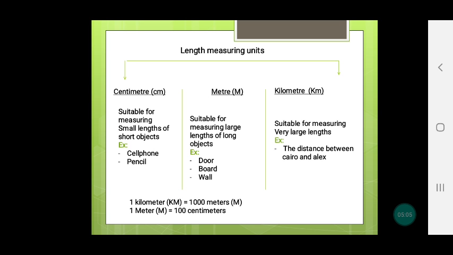Here we have to know that 1 kilometer equals 1,000 meters and 1 meter equals 100 centimeters. So for example, if I use my graduated tape to measure the length of a door and say it will be 2 meters, I can describe this length by centimeters and say that's 200 centimeters. So 2 meters equals 200 centimeters.